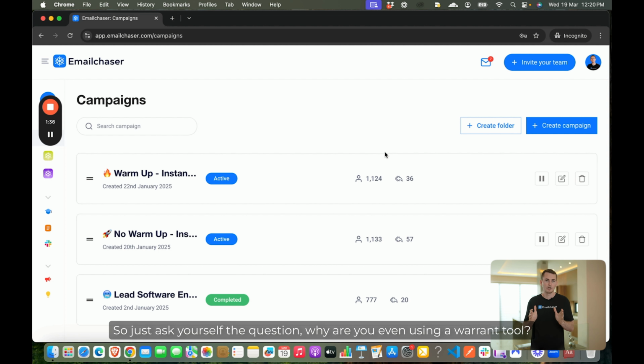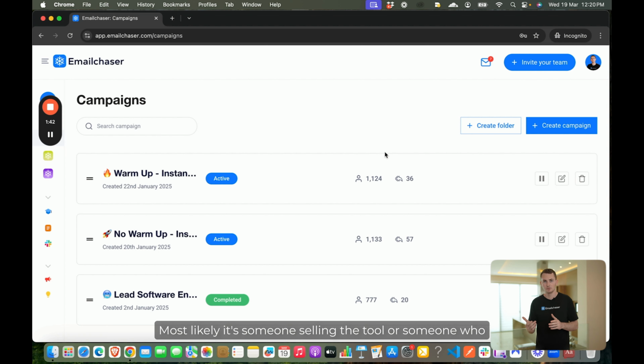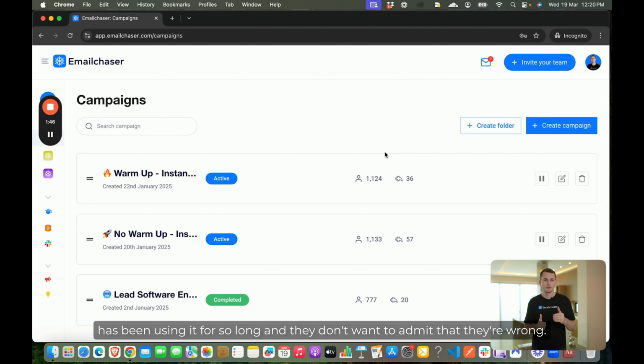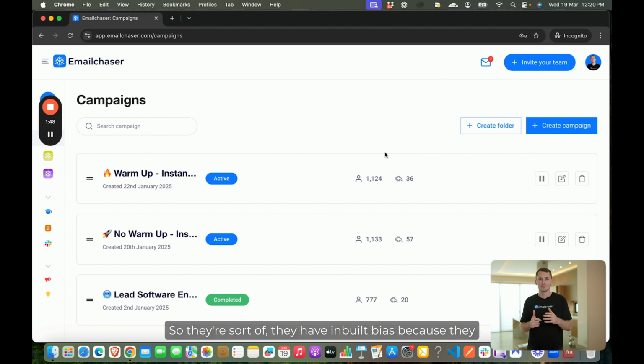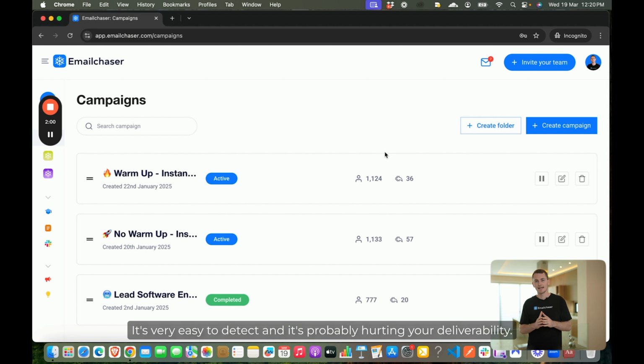So just ask yourself the question, why are you even using a warm-up tool? Who's telling you to use that tool? Most likely it's someone selling the tool, or someone who has been using it for so long that they don't want to admit that they're wrong. So they have an inbuilt bias because they don't want to reevaluate the entire strategy. I don't think you should use warm-up tools. I think it's very obvious from the ESP perspective that you're using it. It's very easy to detect, and it's probably hurting your deliverability.